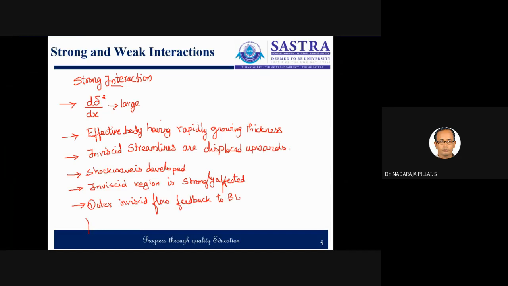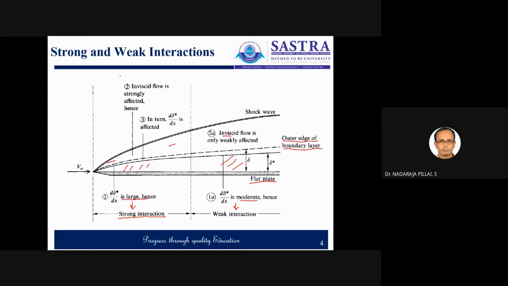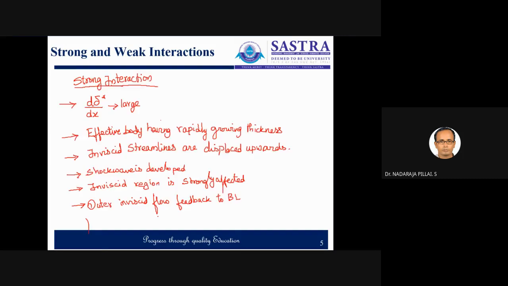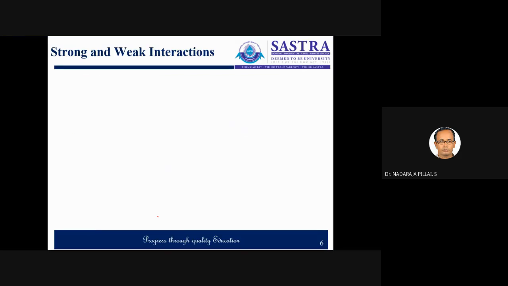So this mutual interaction process, when the boundary layer substantially affects the inviscid flow, which in turn substantially affects the boundary layer, is called strong viscous interaction, right? So we call this particular region the strong viscous interaction region because of this phenomenon. This is a strong interaction. Let us discuss the weak interaction now.